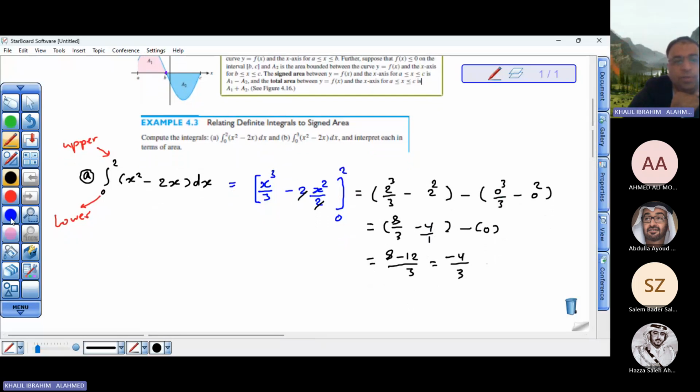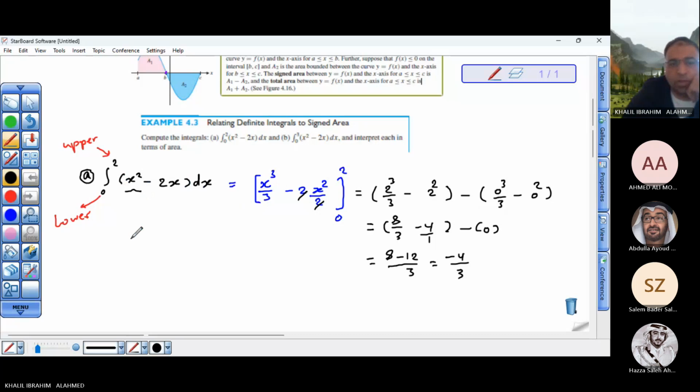The question B, what do you think? Did you understand this? Any question about this? Hello? Is everything clear? Where did you get the 3 from? Here? In the blue color? Yes, this is integration: how to integrate, the power plus 1, then divide by the new power. Did you remember that? Okay. Here the power 1 plus 1 is 2, over 2. This is 2 plus 1, 3 over 3.